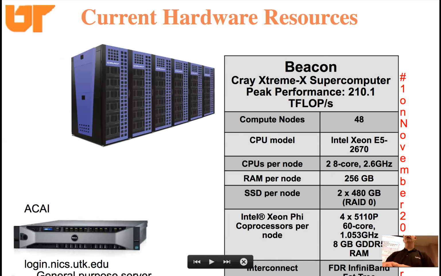Most laptops are somewhere in the gigaflops, somewhere around 50 gigaflops. So the machine is roughly 100,000 times faster than that. So that kind of gives you some scale of how these machines compare.